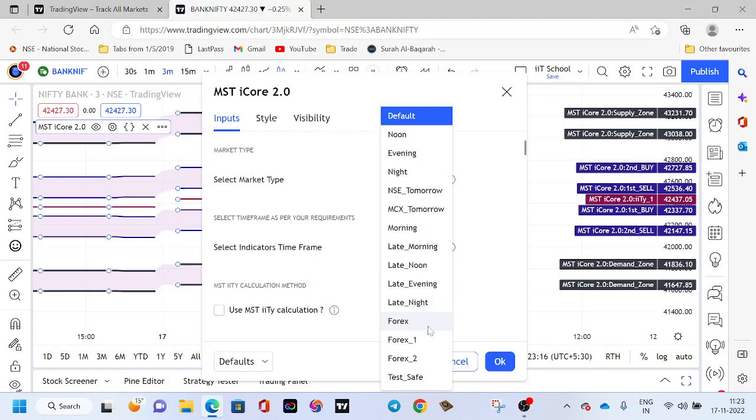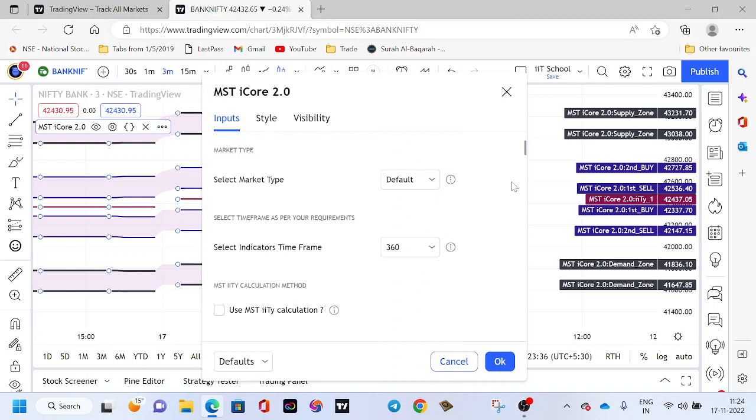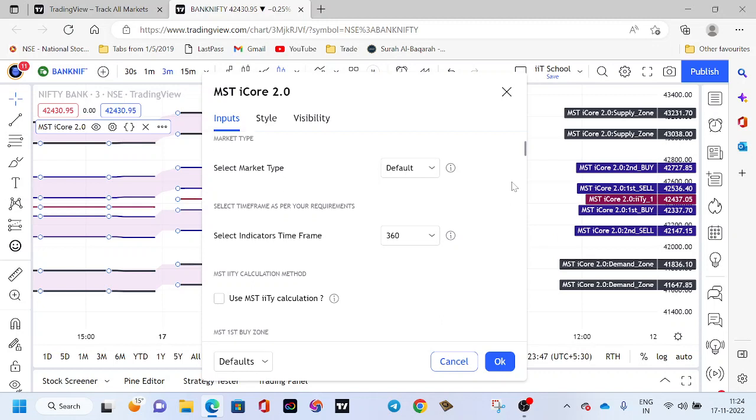Similarly, Forex 1, Forex 2, test safe and all we have given. These Forex markets, so if you are trading in a global market, global indices, US gold, US crude oil and all, you can use different market types, whichever suits you, that you can follow. That is the advantage. That is the only advantage available in the premium version. Apart from this, all other features are the same in the MST iCore normal version versus premium version.